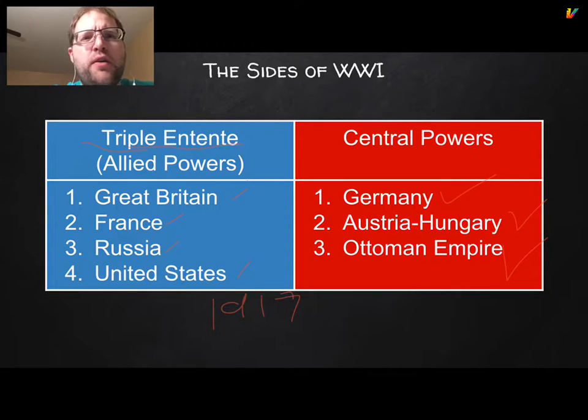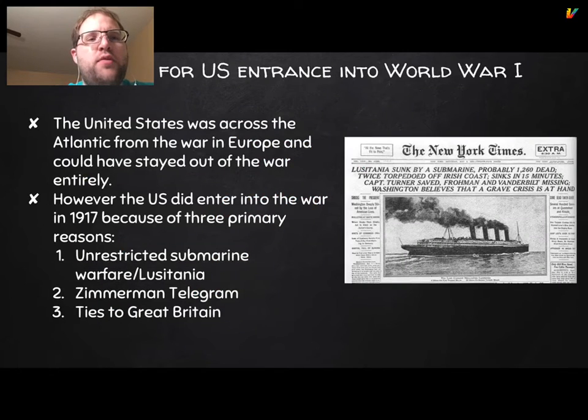Remember, the Ottoman Empire is like present-day Turkey, and that empire is basically dismantled after World War One. There is no more Ottoman Empire or Austria-Hungary after World War One. Germany obviously is still a country after World War One, but their empire is shrunken down, and they have a lot of their land taken away, which is why in World War Two, when Hitler starts taking over all of these places, a lot of it he's just claiming back land that was taken from the Germans after World War One.